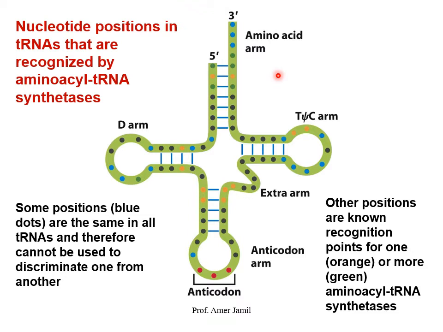So there are certain nucleotide positions in transfer RNA that are recognized by amino-acyl transfer RNA synthetase to make it specific. The blue dots are the same in all transfer RNA molecules, therefore they are not used for this discrimination. But the orange dots or the green dots are used for this purpose, for the specificity. So you can see there are certain green dots and then orange dots. They bring about this specificity.